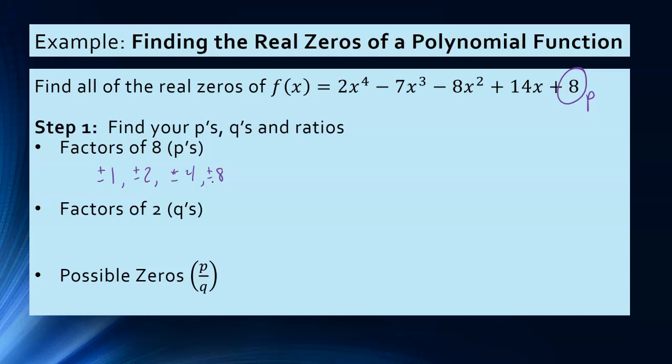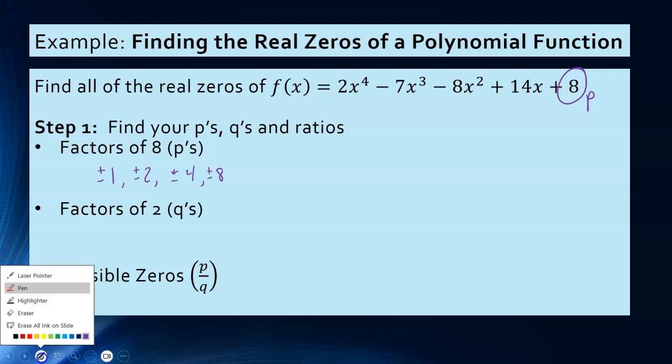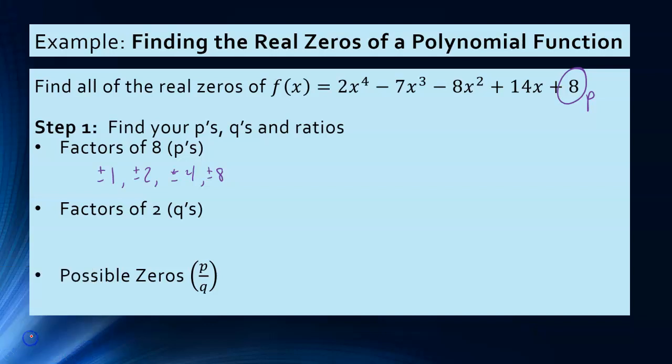Okay, now we're going to do the factors of the Q. Q is the leading constant. So the leading coefficient, the coefficient that's attached to the leading term. We're just going to be looking at 2, so plus or minus 1, plus or minus 2.